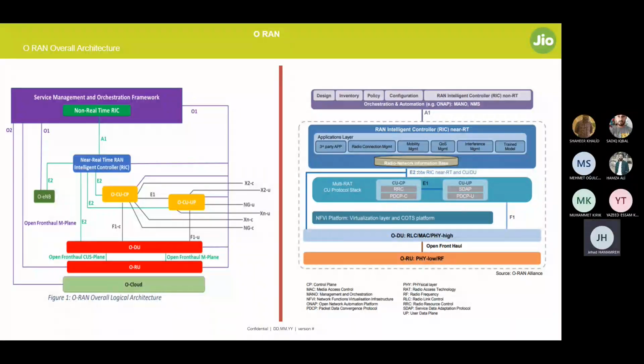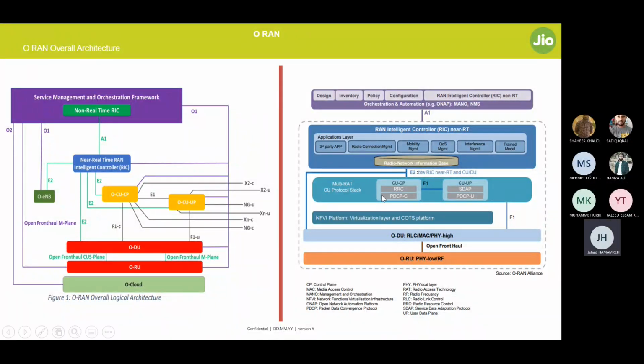Beside the physical high, you have the MAC functionalities, scheduling, automatic repeat request, assigning resources, and other functionalities of the MAC. Plus, you have the radio link controller, RLC, radio link control. Now, you have the Open Radio Unit and Open Distributed Unit. After that, this Open Distributed Unit is connected via interface F1 to the multi-RAT CU protocol stack.